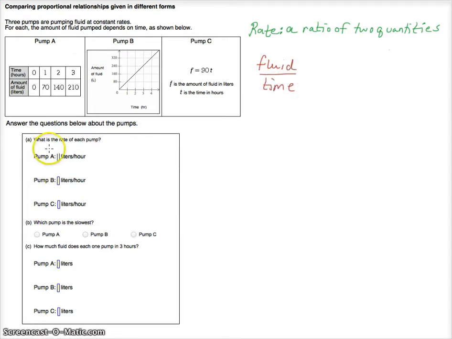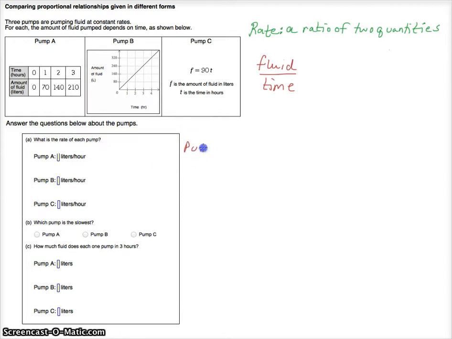Okay, let's go answer our questions. What is the rate of each pump? What is the ratio of our two quantities? Let's look at pump A. The way to find the rate is, they're asking for the unit rate, liters per hour. They're asking how many liters it pumps in 1 hour. Here it says that it pumps 70 in 1 hour, 140 in 2 hours, and 210 in 3. So we have to set up our rate and tell how much fluid it pumps per hour.